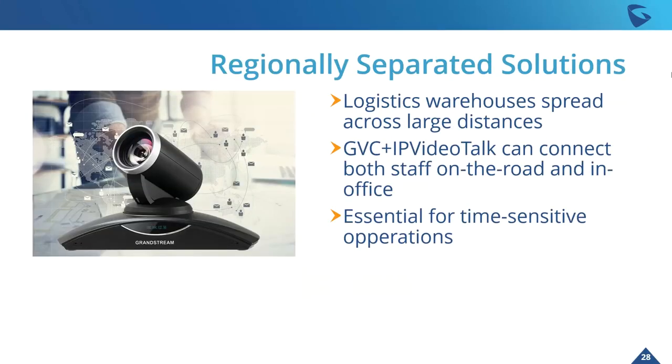All right, we see within this vertical as well, especially logistics, there are lots and lots of regionally separated locations that need to be able to communicate quickly and efficiently and easily work together. This is a very time-sensitive driving business. So logistics warehouses are typically spread across large distances, and the GVC plus IP video talk can connect both the staff on the road and in office all in one, like I mentioned earlier, virtual collaboration space.